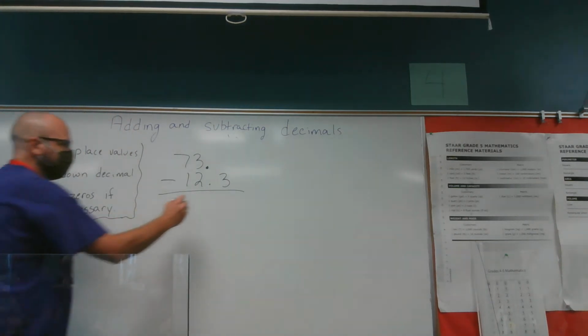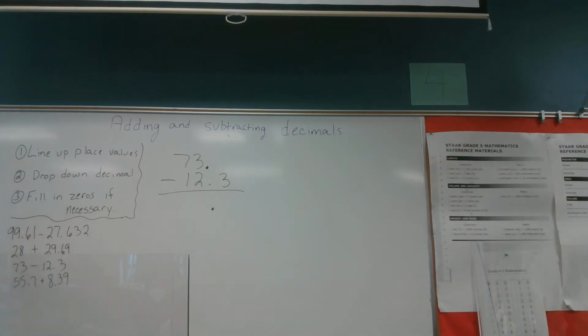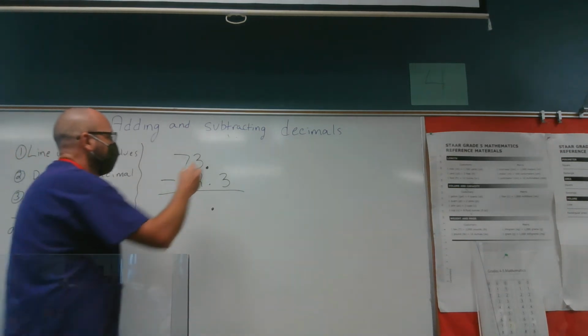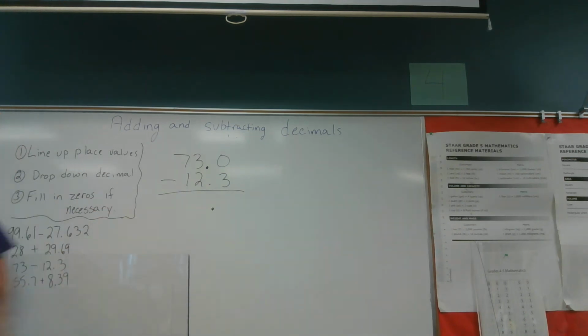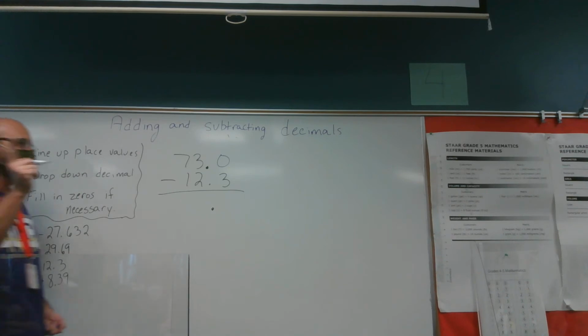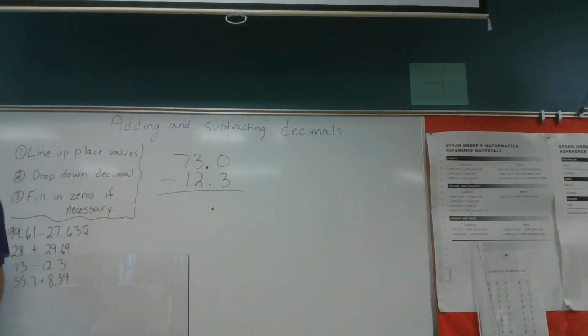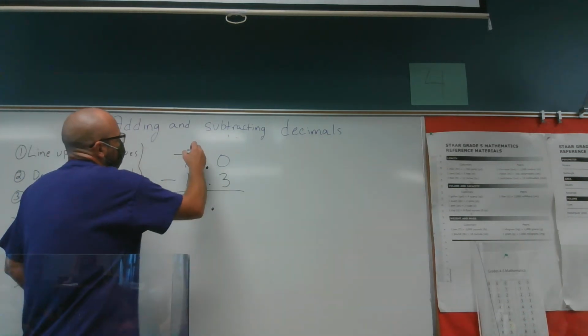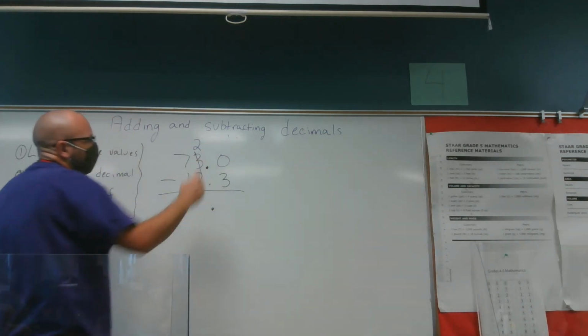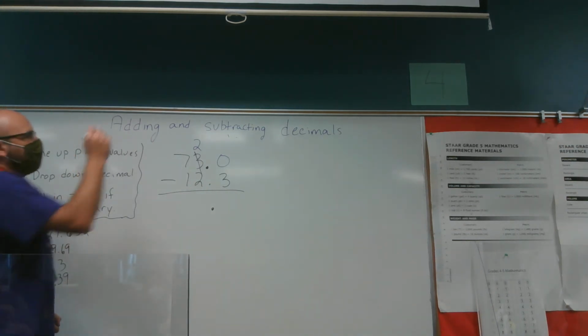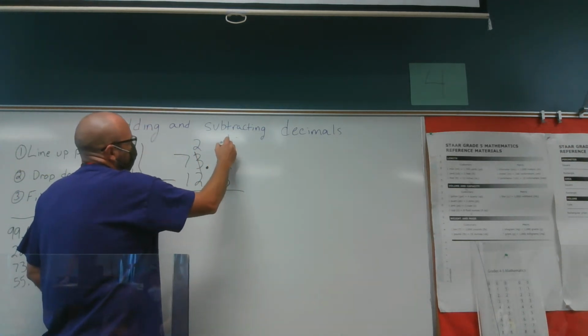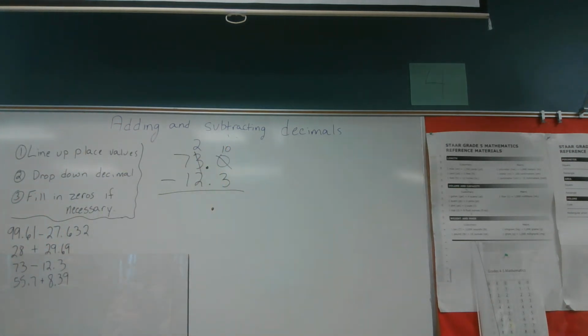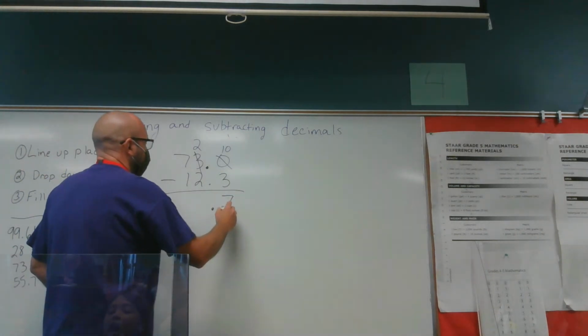Drop down the decimal. Fill in any zeros if necessary. It is necessary. Because what I'm seeing is people just bring that 3 down. No, no, no, no, no. That is not the way it works. Now I have 0/10, and I need to take 3/10 away from that. You can't do that. So I have to take a 1, break that 1 into tenths. So I have 10/10. I have 0/10, so I'm adding 10/10 to 0/10, and I'm getting 10/10. 10/10 subtract 3/10 is 7/10.